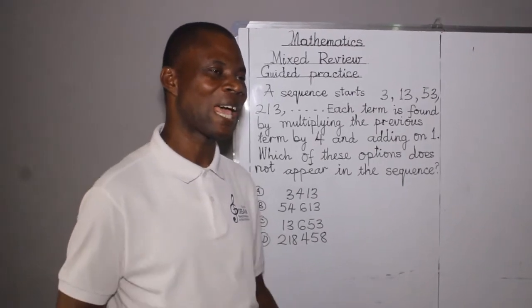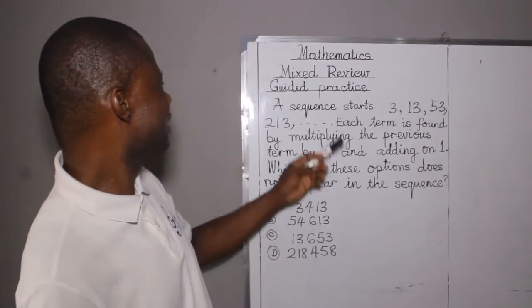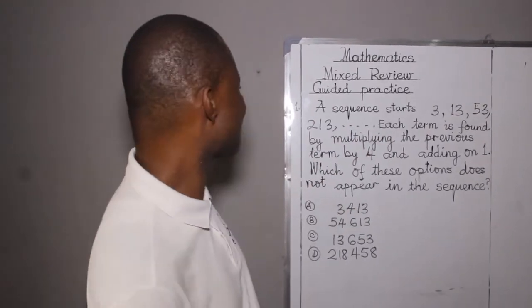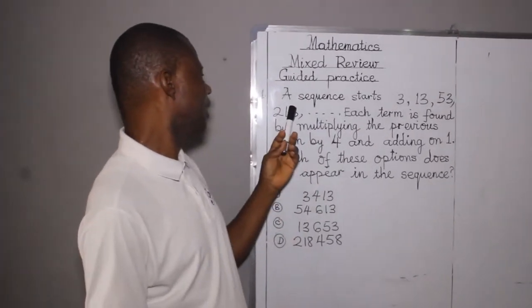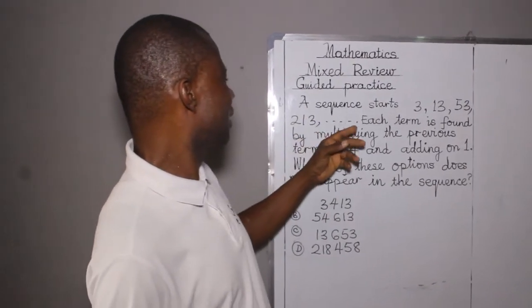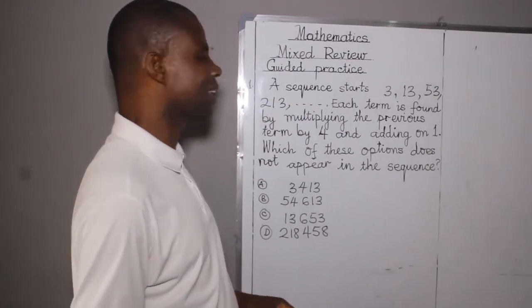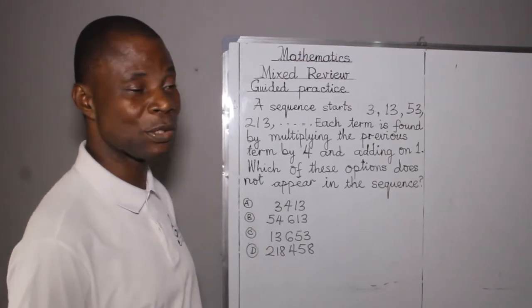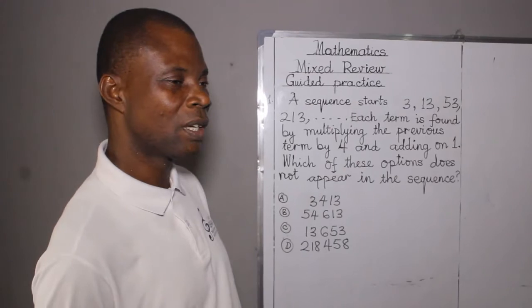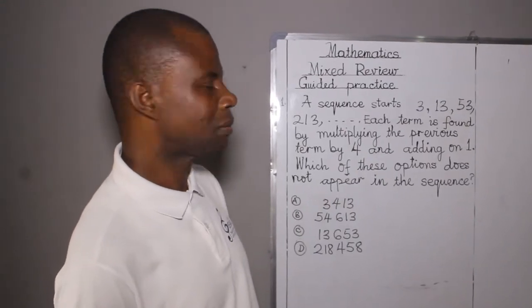Today we are back to class, still based on the recap. We have some guided practice. The first example we have here is on a sequence. And sequence generally has to do with number variation in terms of the interval.